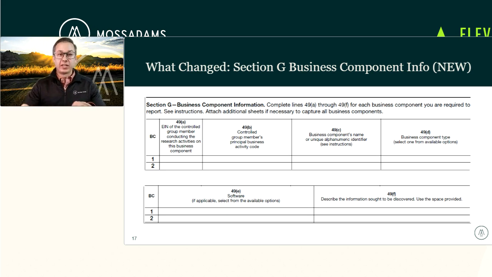49F is only needed for amended returns or refund claims. And that's a relief from the IRS. They dialed this back from the original draft, the original plan. So why do you need to report all this detail? The IRS is likely targeting risk areas. So think control groups that might be miscalculating credits, or taxpayers with unclarity about their business components.